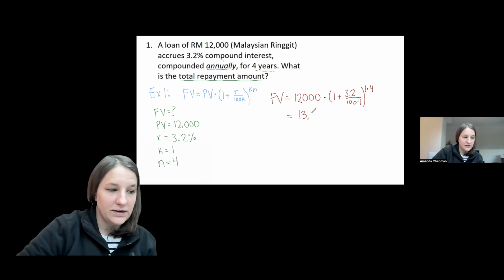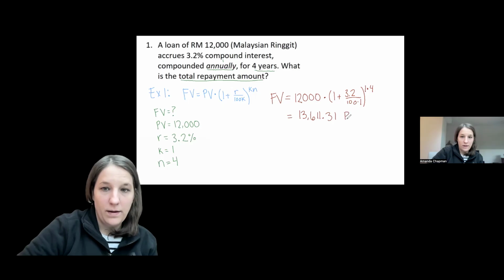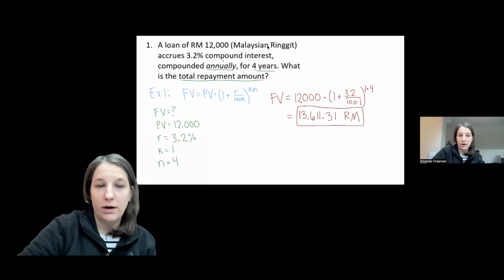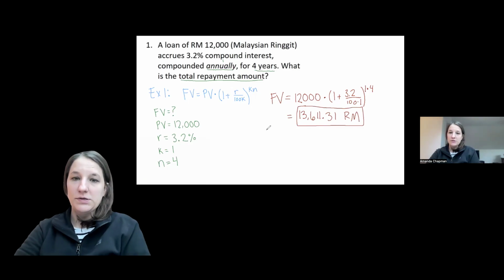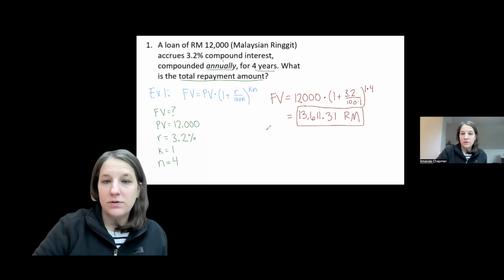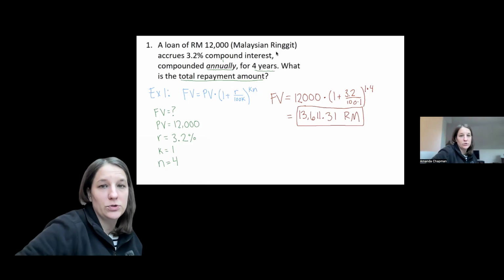But we should get 13,611.31 Malaysian ringgit, which is abbreviated RM. And you do have to write out the unit. You can copy the whole unit or the symbol if this was on an IB test. So there's the thing. And let me show you how to put that in your calculator.